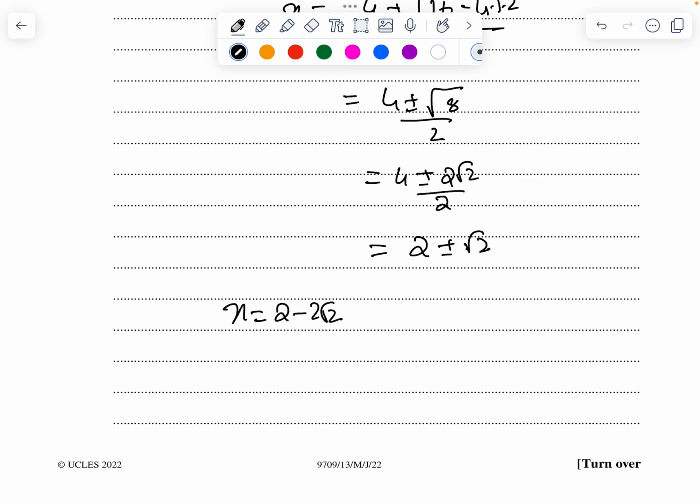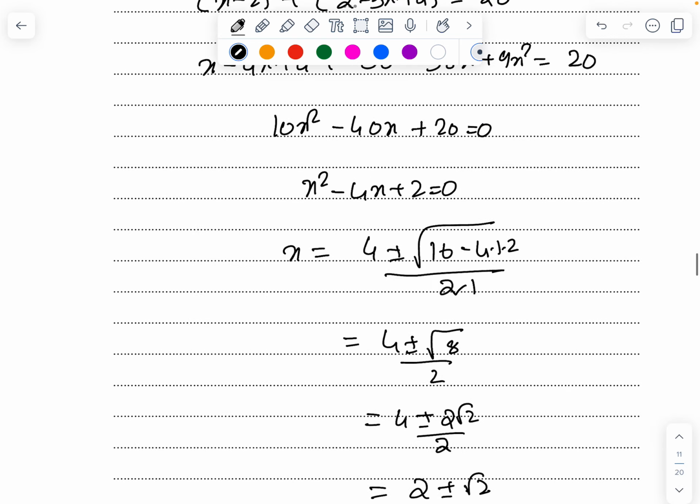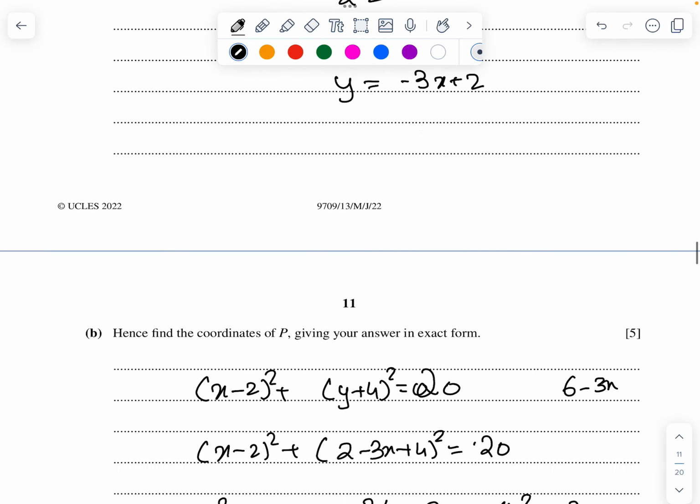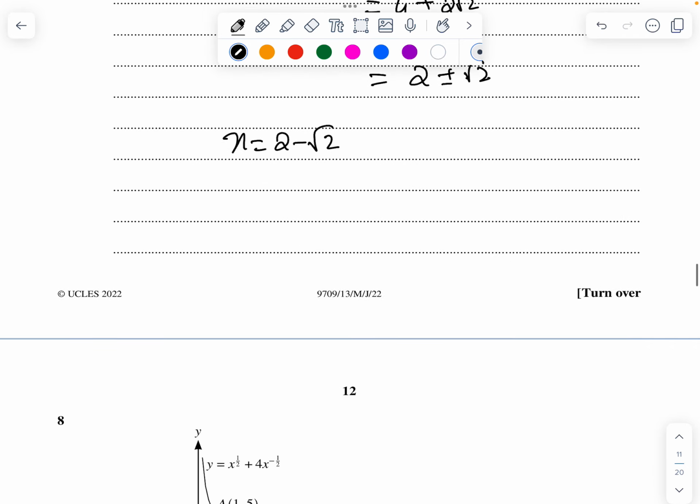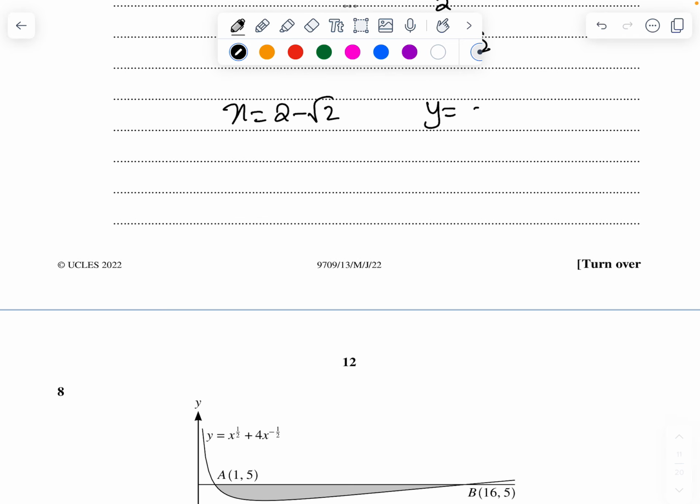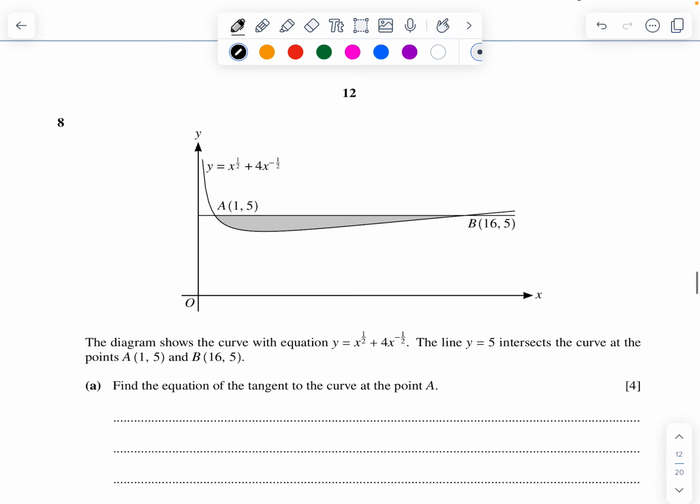Now I have to find the value of y. So for that, what is the equation? y equals minus 3x plus 2. So negative 3 times 2 minus root 2 plus 2, which is going to be 3 root 2 minus 4. That's going to be the answer.